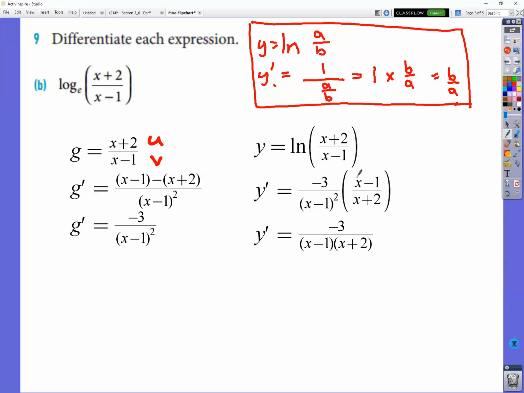And then, of course, to finish it off, you got a common factor, because you got -3 times x minus 1, and you got x minus 1 times x minus 1. So you can cross out the common factors, and it just leaves -3 on top, and x minus 1 times x plus 2 on the bottom.